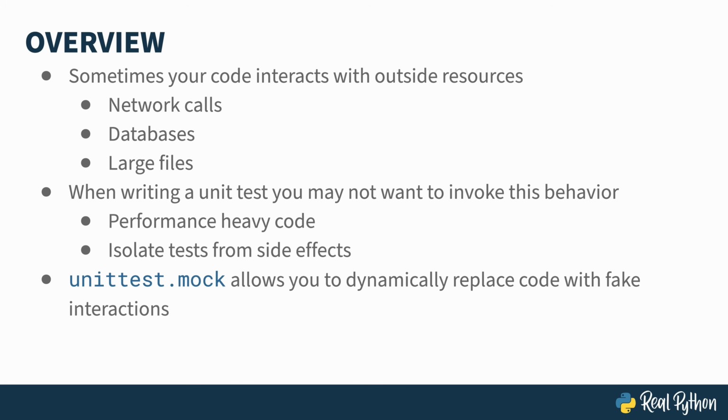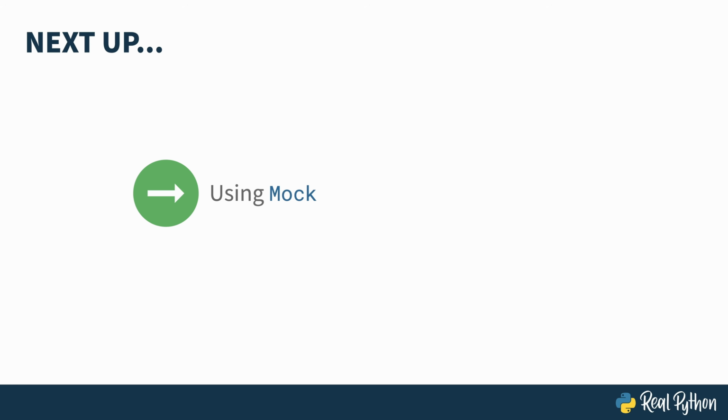Instead, you can fake out these kinds of interactions using the unittest.mock module. This module contains classes that allow you to dynamically replace code with a fake version. And when using a fake version, you can control the response, giving you fast, deterministic tests. In the next lesson, I'll dive right in and demo the Mock class, the key to faking things out in your test.